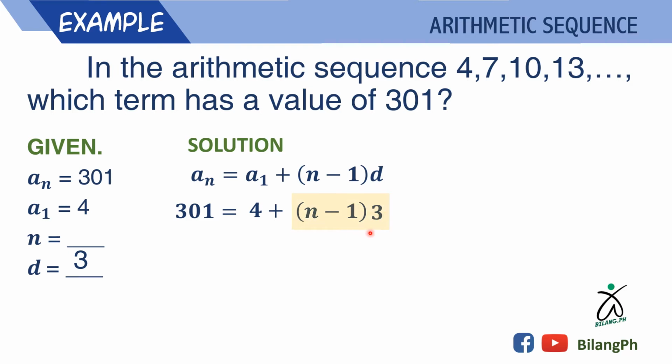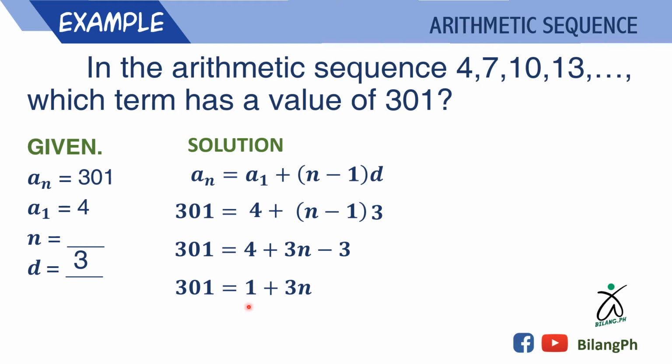Ang susunod na step na gagawin mo ay i-distribute yung 3 inside the parentheses or simply multiply. So, meron kang 301 equals 4 plus 3 times n is 3n. 3 times negative 1 is negative 3. I-combine ang 4 at negative 3. So, 301 equals 4 minus 3 is 1. I-copy ang plus 3n. Hindi mo sila pwedeng pagsamahin kasi wala namang variable n yung 1.